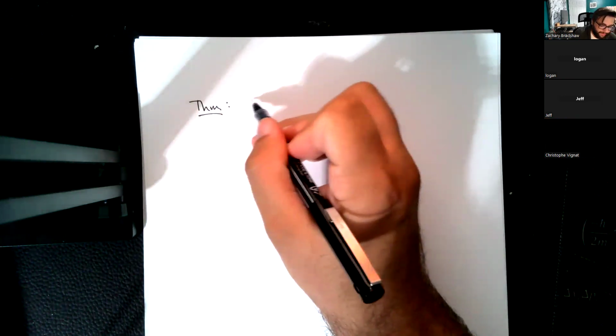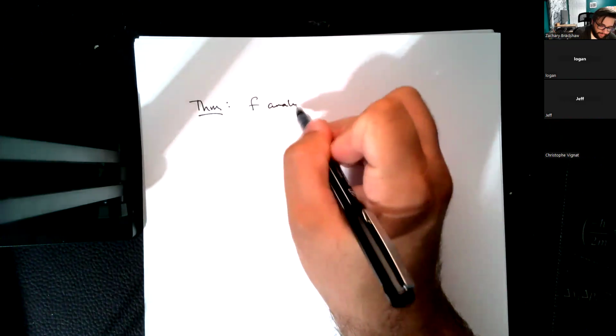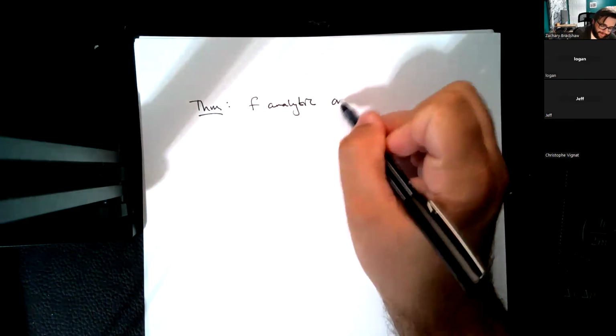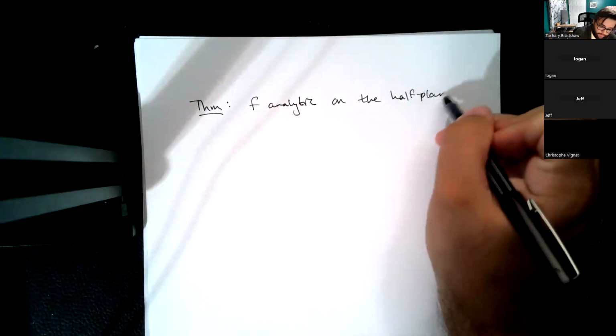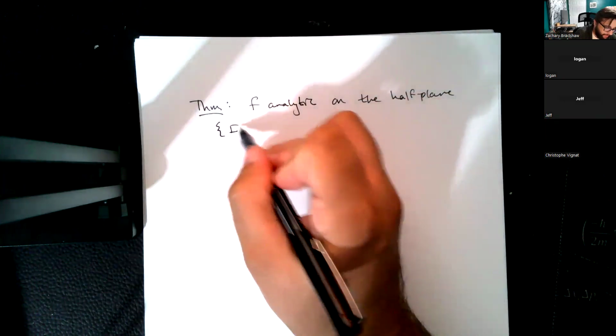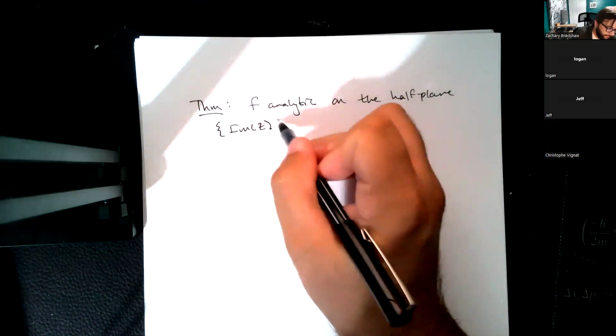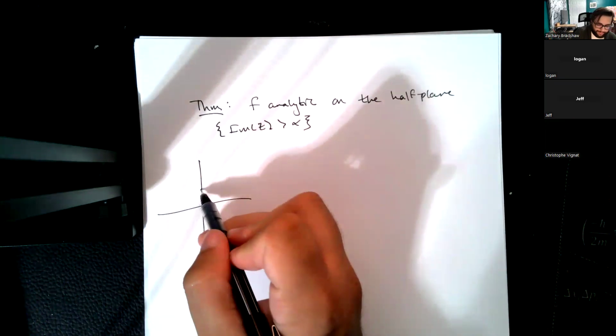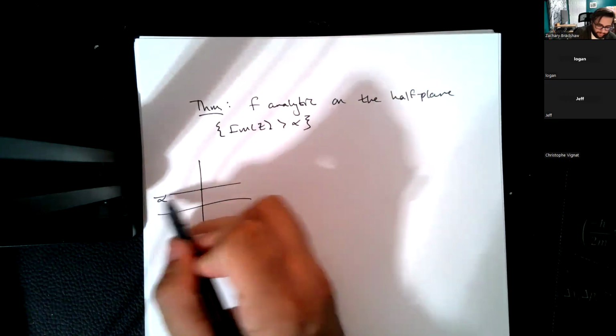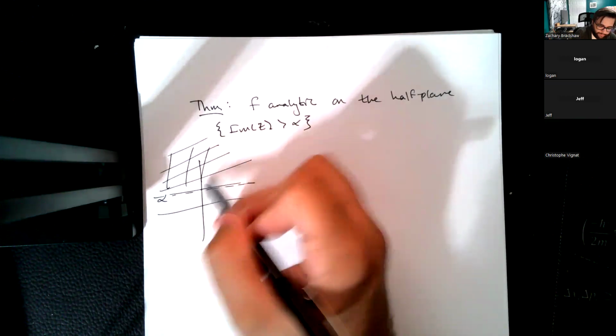So I'll assume the same things, f analytic, this time on the half plane, which looks like imaginary part of z greater than alpha. So if we want to sketch that, maybe this is alpha here, then this is the half plane we're talking about.